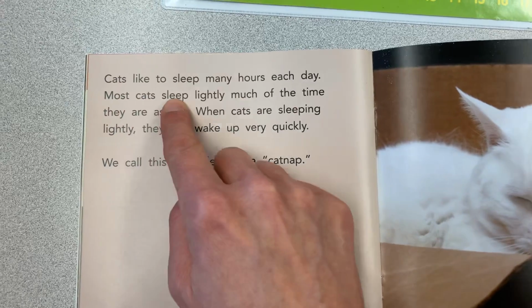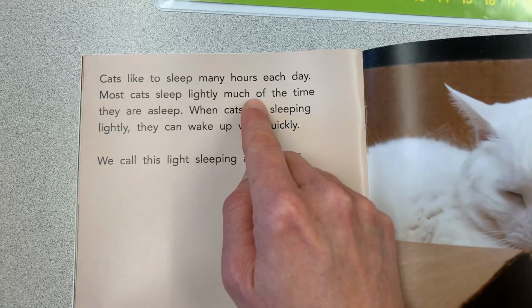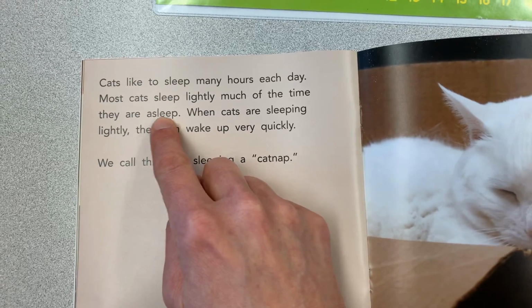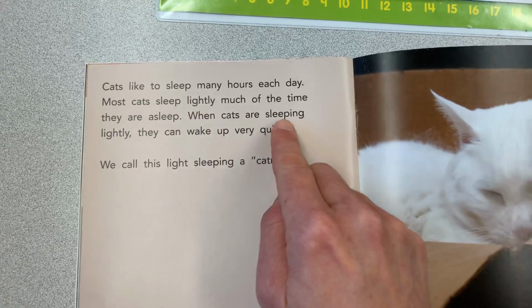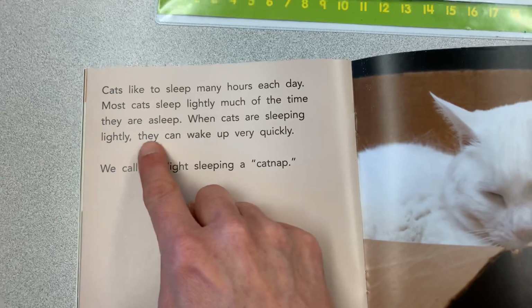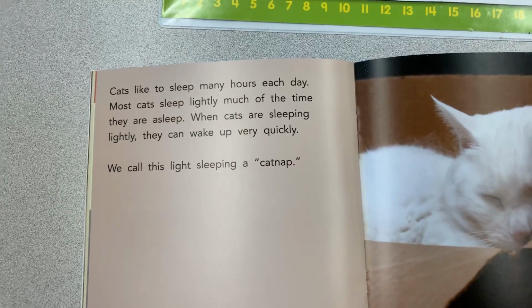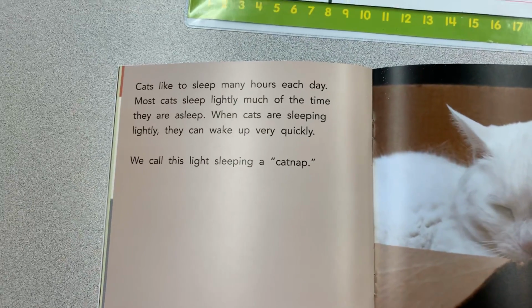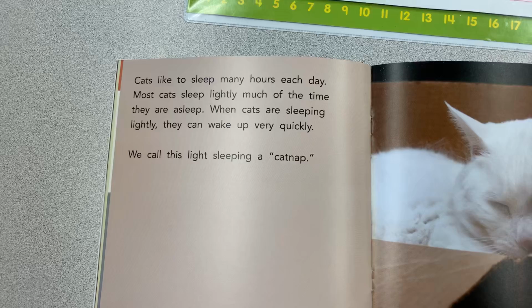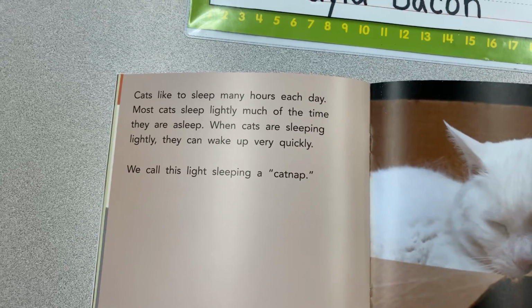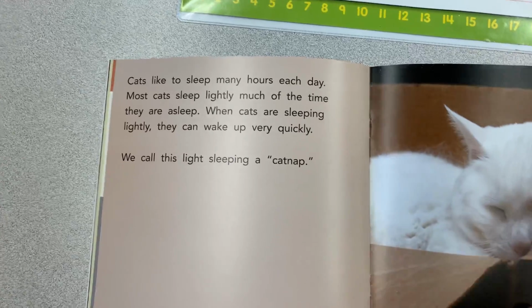Most cats sleep lightly much of the time. They are asleep. When cats are sleeping lightly, they can wake up very quickly. Good job, friends. Cats sleep lightly, which means they wake up quickly. We call this light sleeping or a cat nap. Let's turn to page 20.